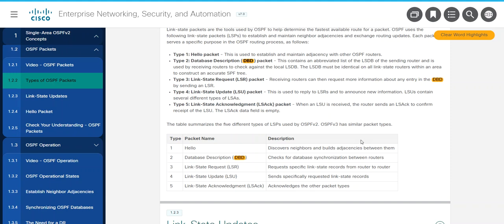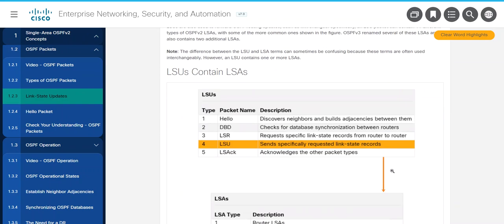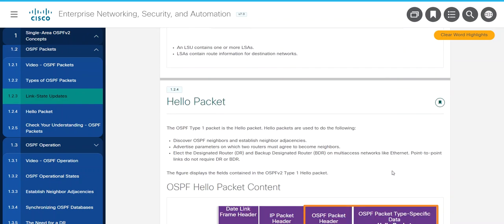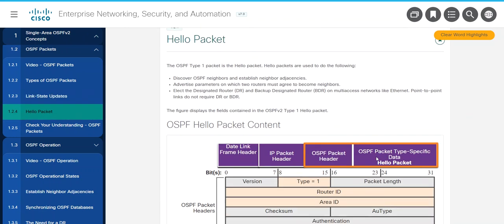Your LSR, or link state request, this is used for sending specific requests from one router to the next, requesting specific information. The link state update is when it sends that specific information. And then the acknowledgement is acknowledging that it's received. So link state acknowledgement. Make sure you review that information on your different packets.